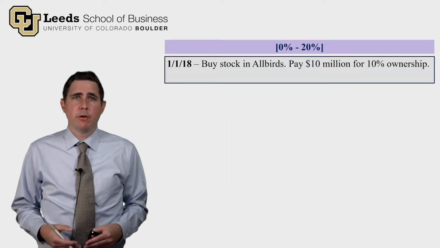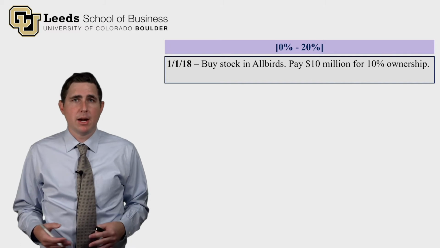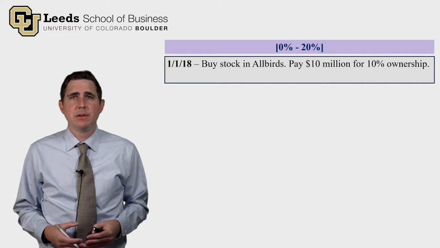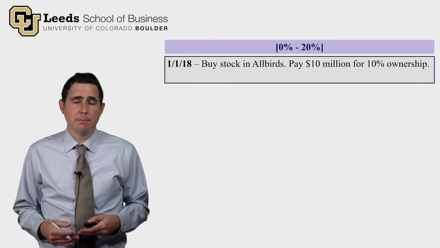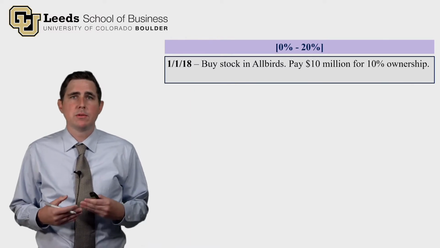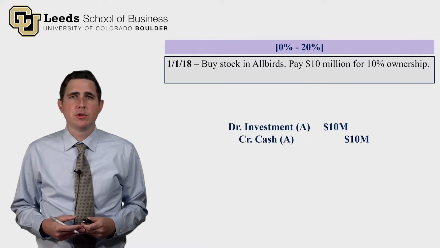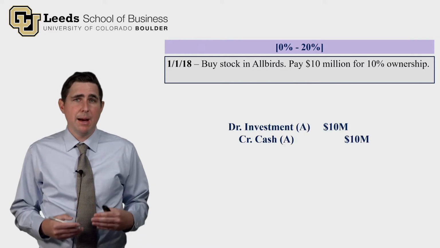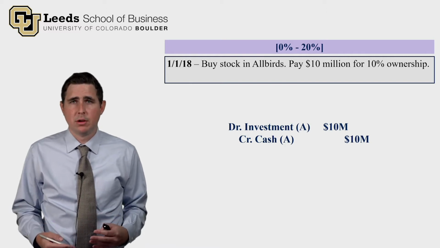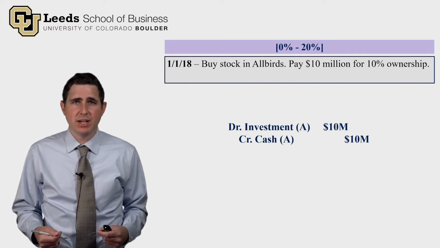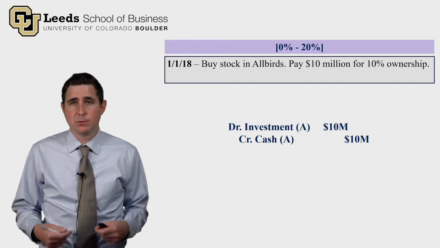Suppose on January 1st, 2018, we buy stock in Allbirds. We pay $10 million and we get 10% ownership in the company. 10% is between 0 and 20%, so we'll use the fair value method. Here's the journal entry. This is establishing the investment account. So a debit to the investment account, which is an asset account, for $10 million, establishing the investment. The credit is to cash because we paid in cash.